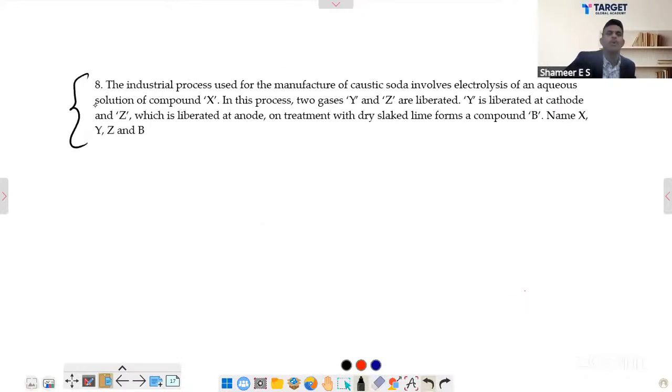The industrial process used for the manufacture of caustic soda involves electrolysis of an aqueous solution of compound X. In this process, two gases Y and Z are liberated. Y is liberated at the cathode and Z is liberated at the anode. On treatment with dry slaked lime, Z forms a compound B. Name X, Y, Z, and B. What do you mean by caustic soda? Always think NaOH; the common name of NaOH is caustic soda. The preparation of NaOH is known as the chloralkali process.